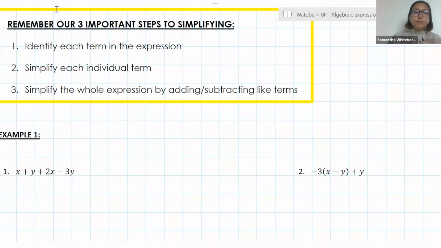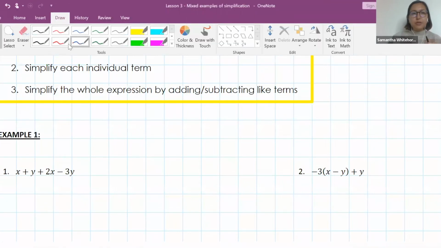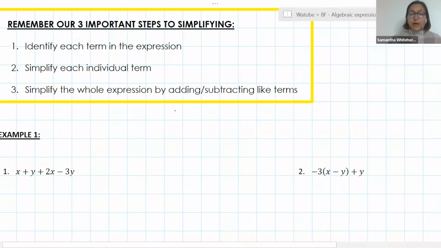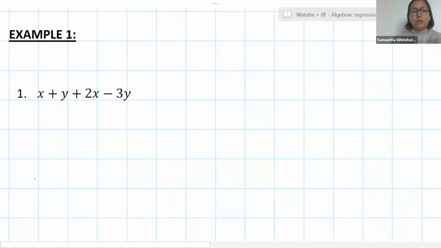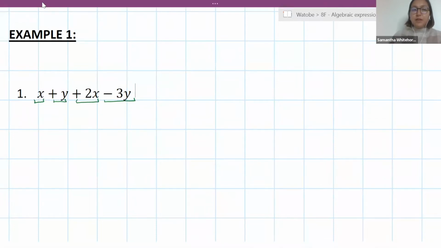Alrighty, so I'm going to do the first one with you, or maybe the first 2, and then we'll have a go. The first thing we want to do is identify our terms. Example 1 is x plus y plus 2x minus 3y. Remember, terms are separated by a plus and a minus sign, so we actually have 4 terms in this expression. Once we've identified our terms, we check and see if we can simplify the terms individually. In this case, I can't, because nothing's been multiplied or divided.